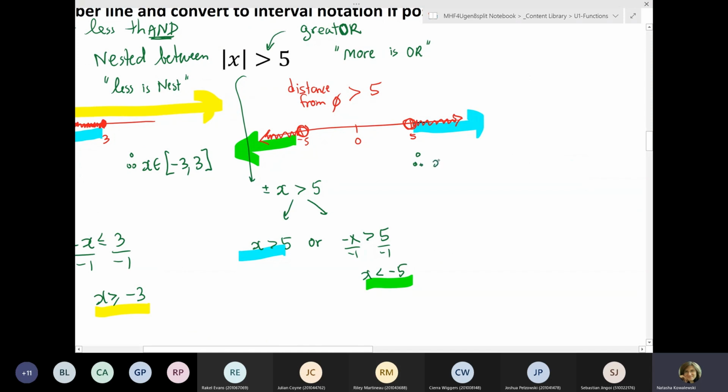You would say, therefore, x is an element of from -infinity. Never put a square bracket on infinity because we can't ever reach it. So just a round one up to -5, round bracket here. And then you're going to use the U, because U is the same thing as or. So it's a union, 5 to infinity.